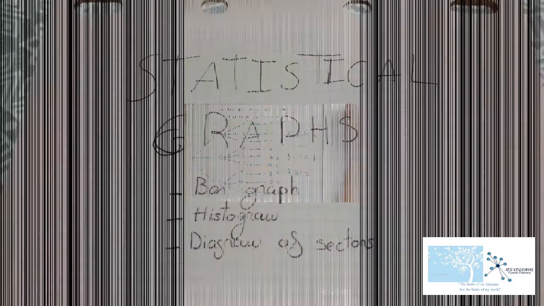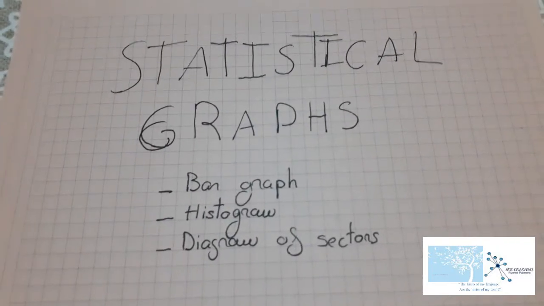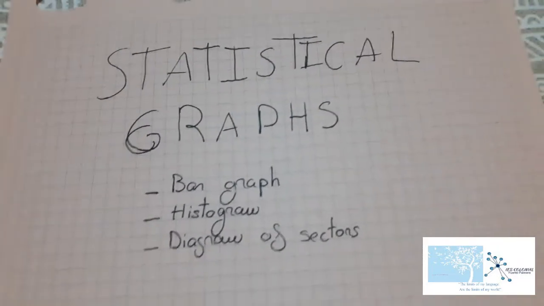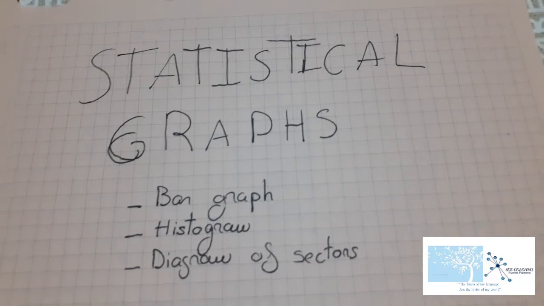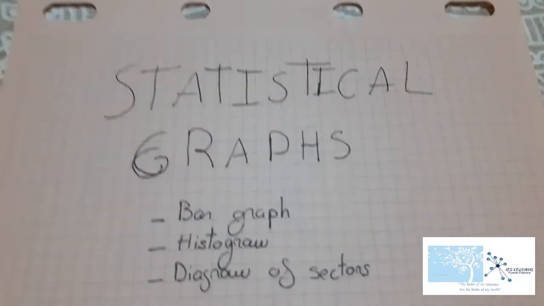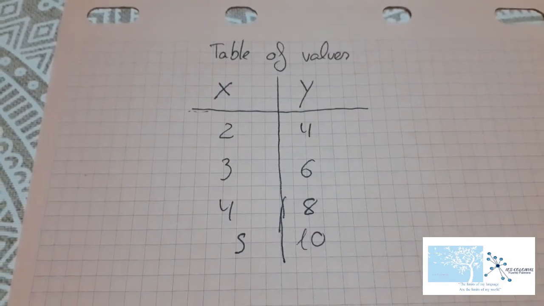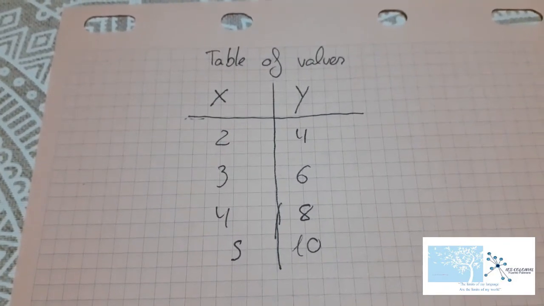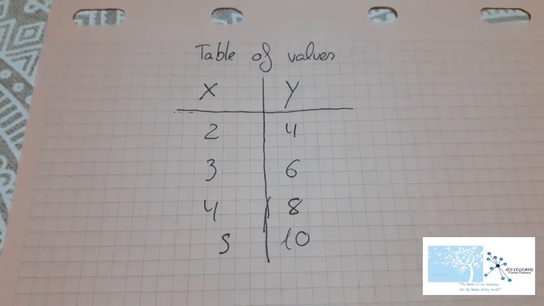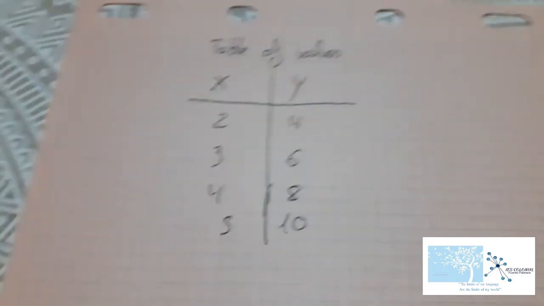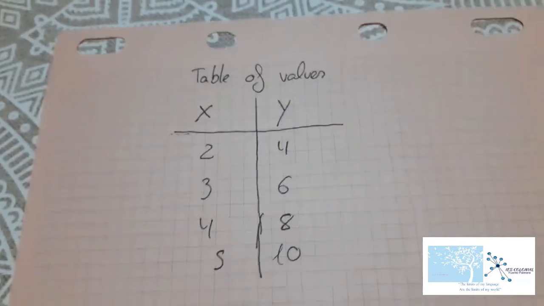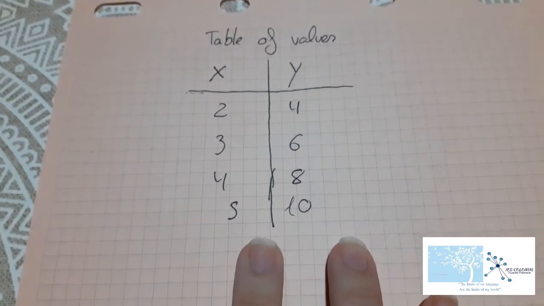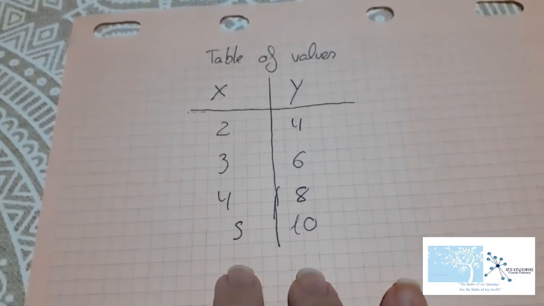Now I'm going to explain to you the statistical graphs. They are the bar graph, the histogram, and diagram of sectors. The first thing we need for all graphs is the table of values. I will take these values for all graphs.